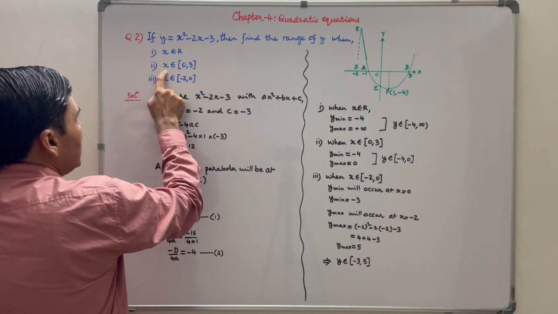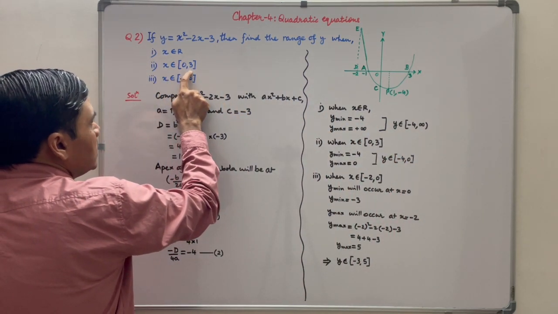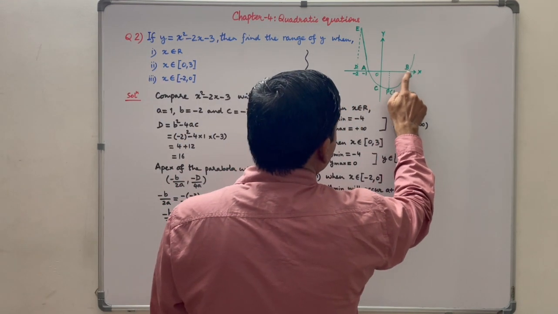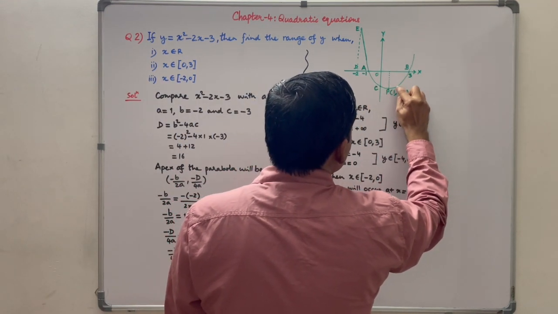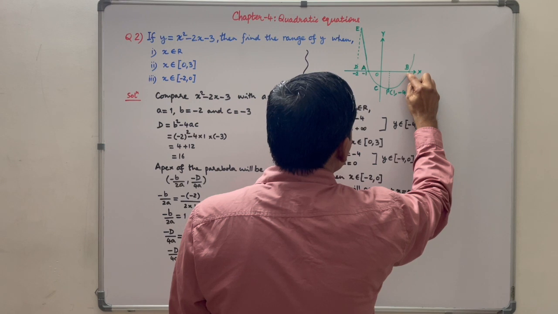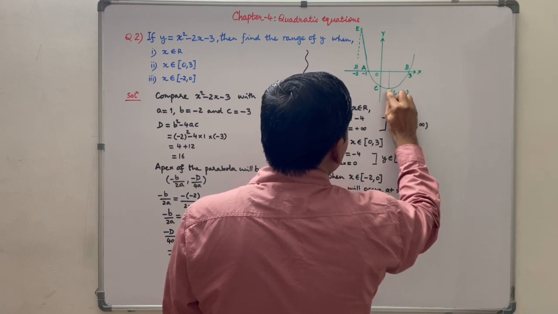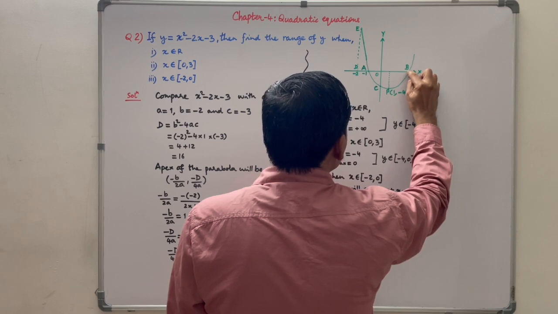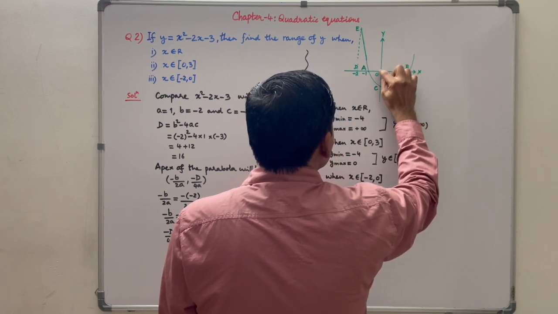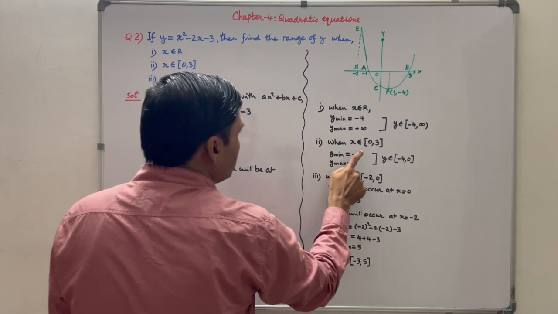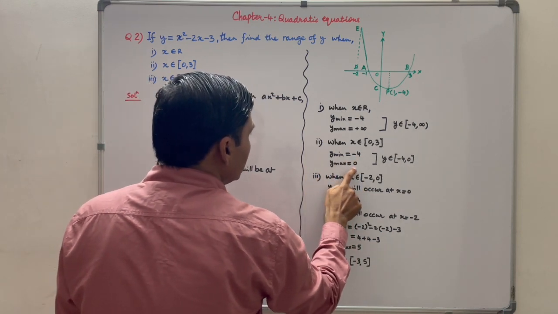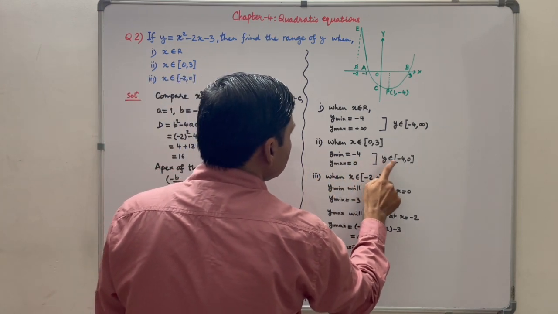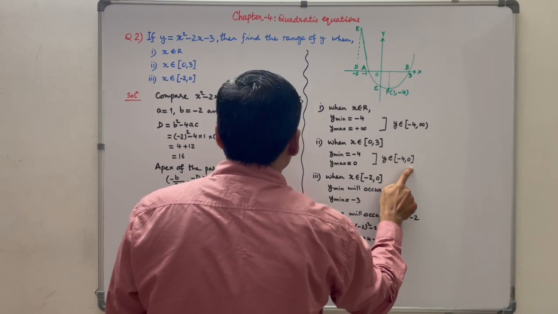Second part, when x lies between 0 and 3. When x lies between 0 and 3, we need to consider this part of the curve between C and B. So y minimum will again be -4 and y maximum will occur at point B and its maximum value is 0. So y minimum is -4 and y max is 0 in this case. So the range of y is [-4, 0].